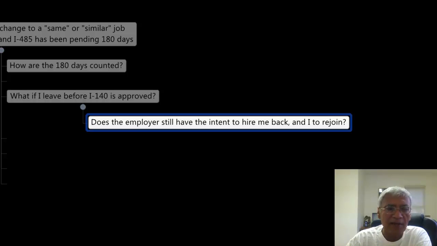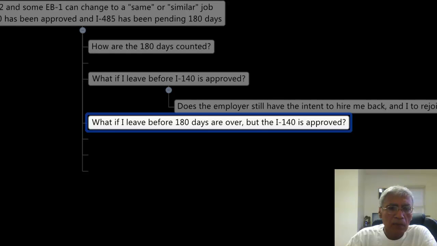Okay, I'll get to that in a second. I think it's there in my notes further. So if you leave before your I-140 is approved and before the 485 is filed, you've got to have a way to file a 485 through the employer who sponsored you, who initially filed for you, who petitioned for you. Okay, that means there must be an intention to hire and rejoin.